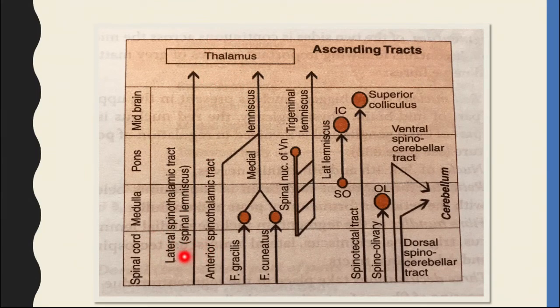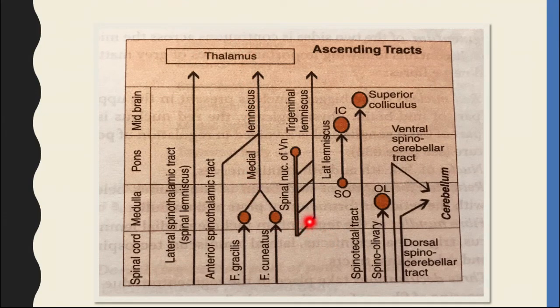This one is the first, the lateral spinothalamic tract. It goes directly to the thalamus. The second one is the anterior spinothalamic tract, which also goes to the thalamus. Then there are fasciculus gracilis and fasciculus cuneatus, which we will cover in the coming slide. They are two different parts of the dorsal column. They end on the thalamus, and from the thalamus they go to the corresponding part of the post central gyrus.